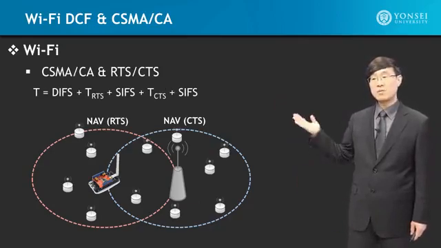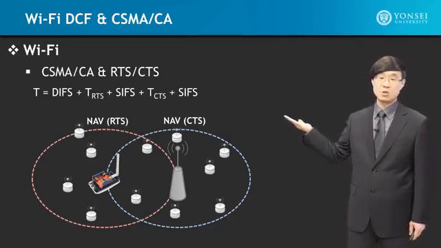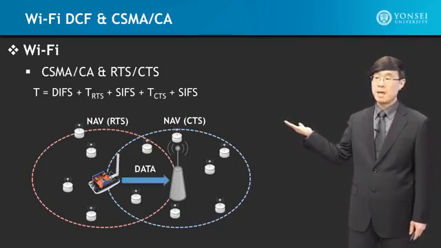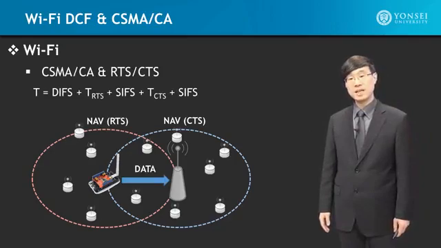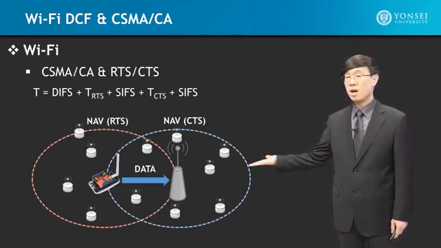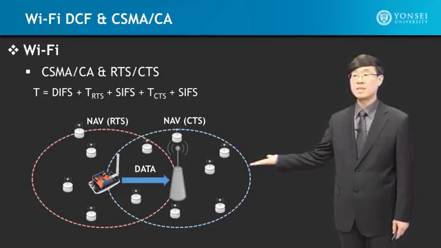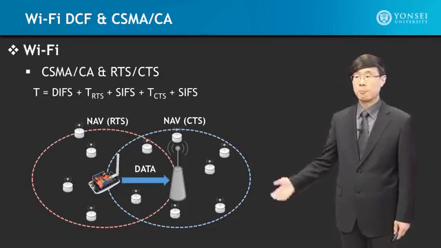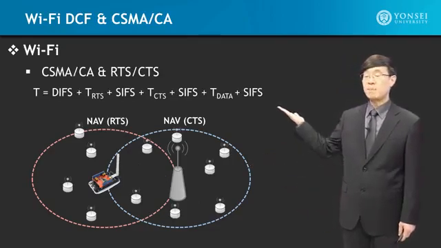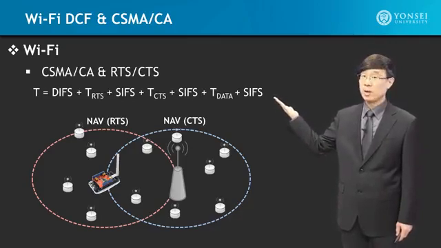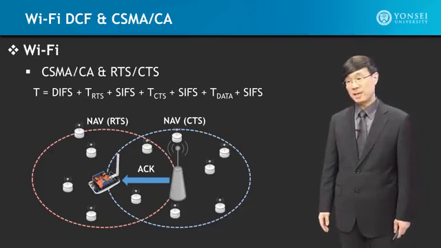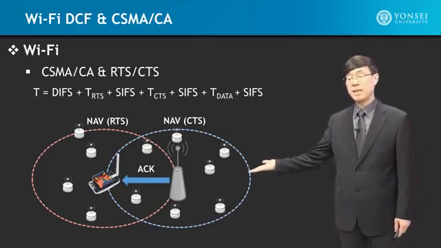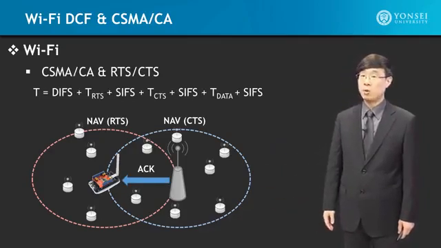And then after a short SIFS duration, then data will be sent. And this data packet will be protected because the devices that are surrounding are not sending because they have set the NAV duration. Then, after the data packet, there is a SIFS duration, a very short one, and then an acknowledgement packet that it's confirming that I received your data packet well without errors.